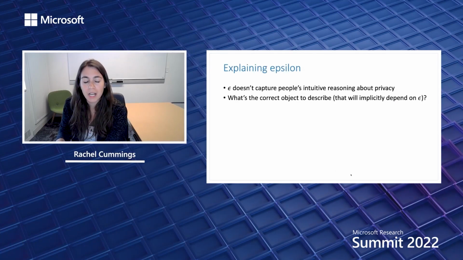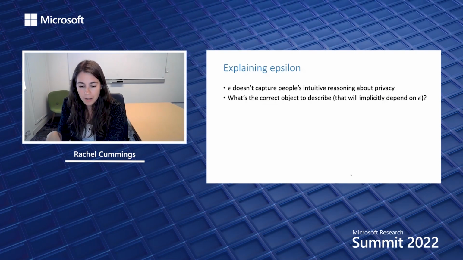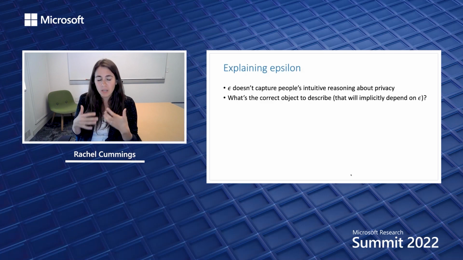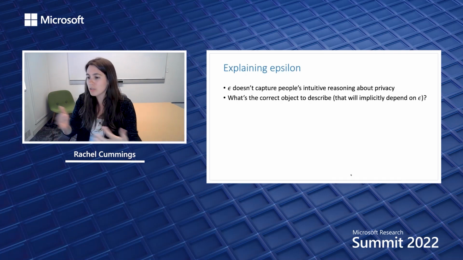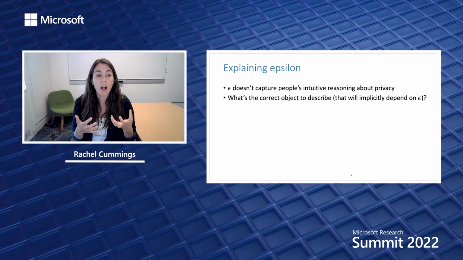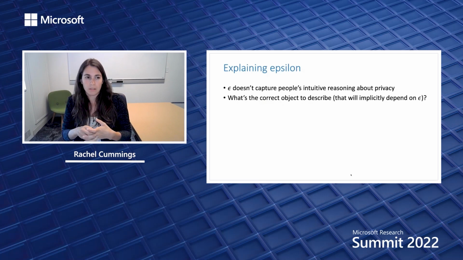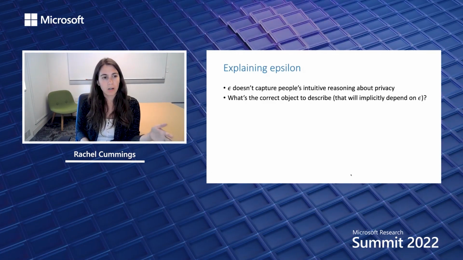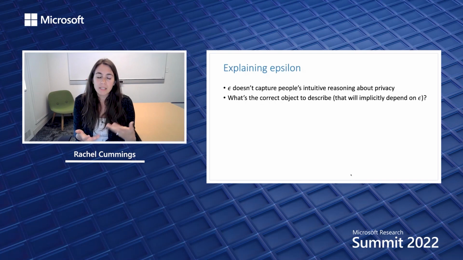I also want to talk about explaining epsilon. I mentioned on slide 2, epsilon is a bound on the log of the worst-case ratio under two different probability distributions. And this is not how people think about their privacy. The question is, what is a correct object to describe? Because I surely shouldn't say I'm using epsilon equals 0.5 and therefore it's fine, because we can't expect users to really think about this. But they might care about the likelihood of my data being leaked and so on.